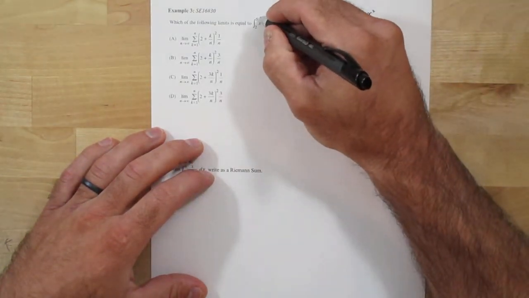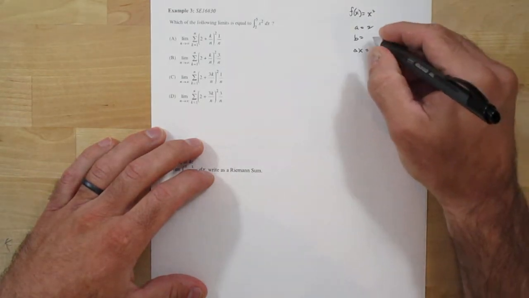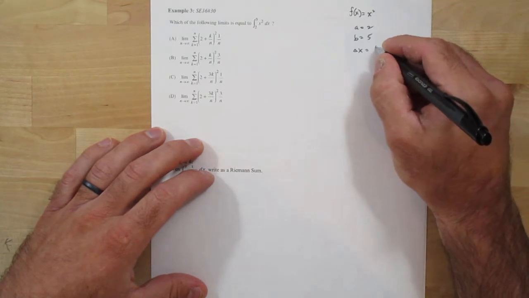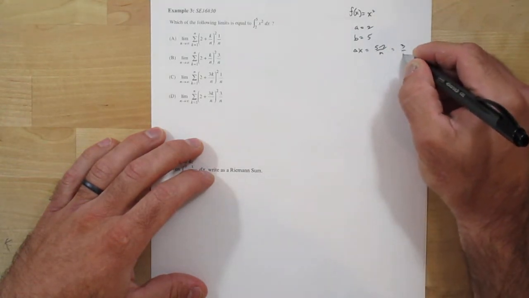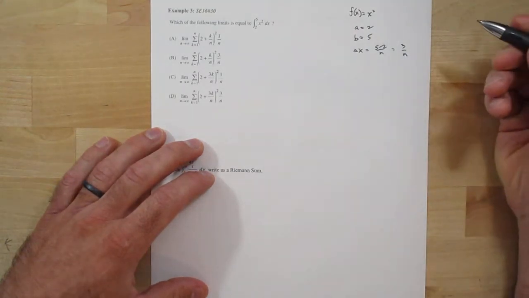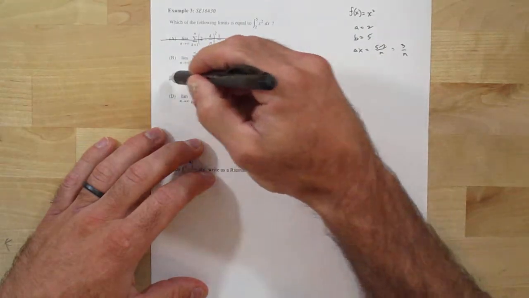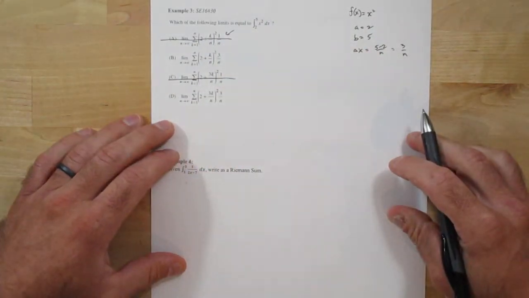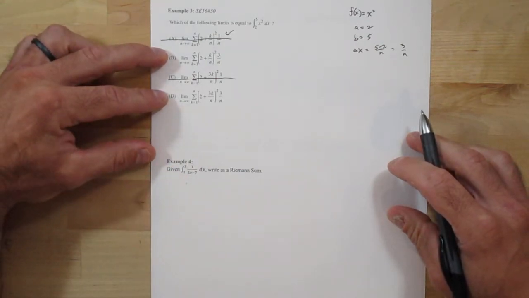We know that we start and finish at a and b. So we start at a, which is 2. We end at b, which is 5. So delta x will be 5 minus 2 over n. Delta x will be 3 over n. Right away I'm going to look at my options and eliminate a and c because I see delta x hanging off the end as 1 over n. So I want to identify whether my answer is b or d.